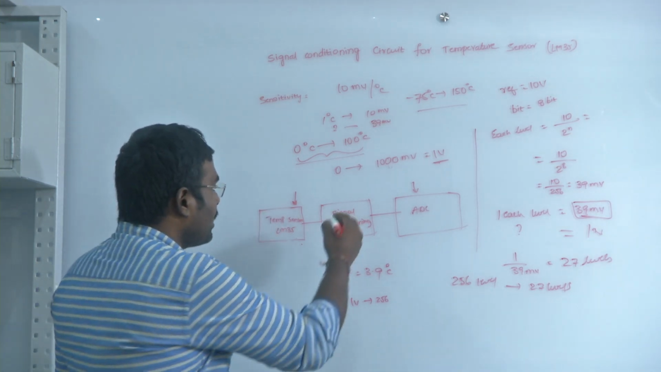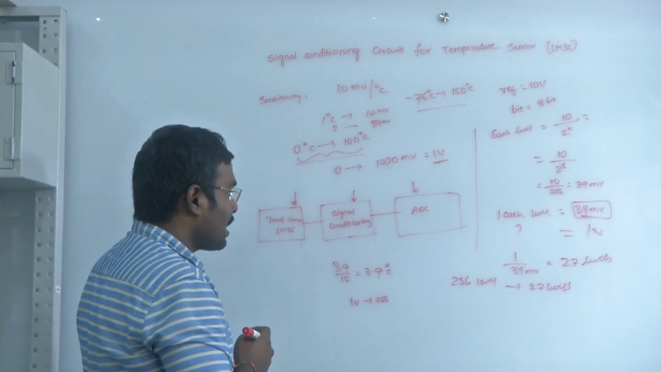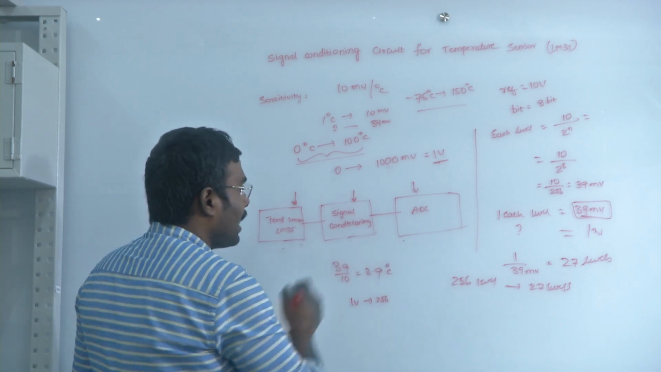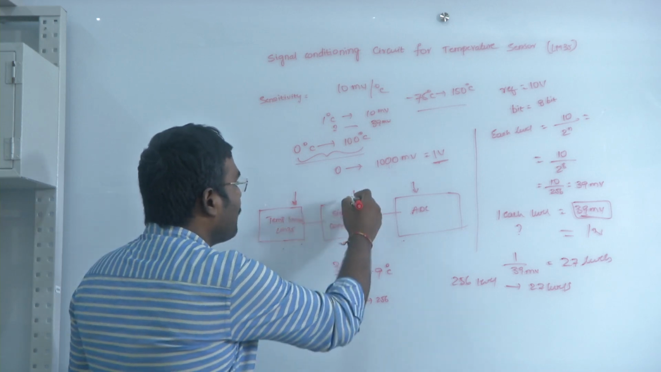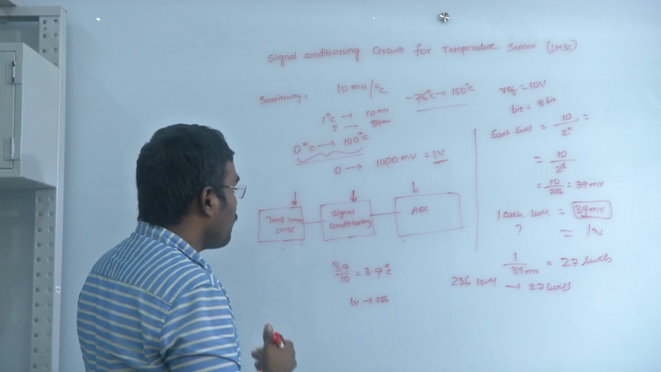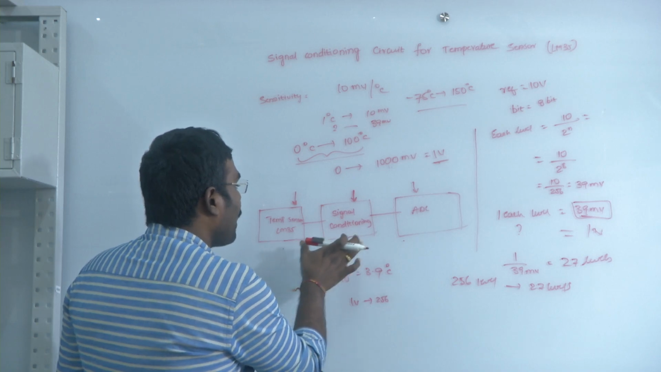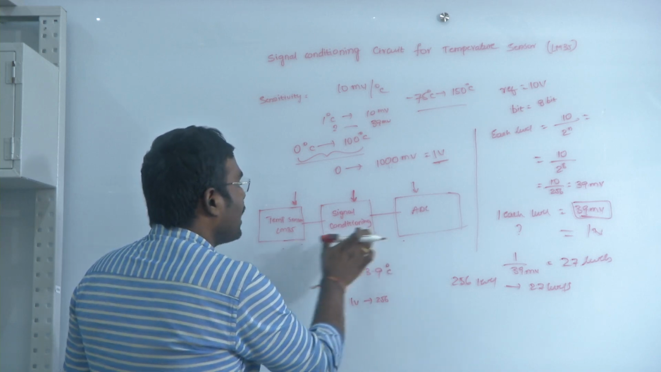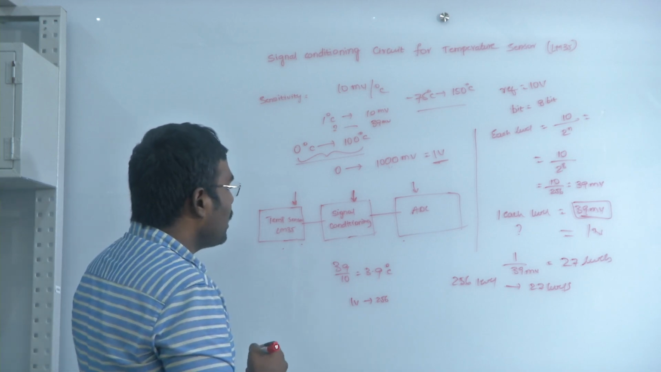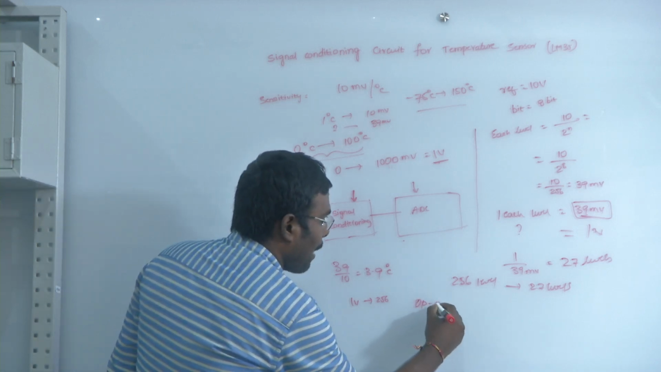And not only that, when we are designing this particular signal conditioning circuit, another advantage of going with a signal conditioning circuit is that any mismatch between the temperature sensor and the ADC will be completely minimized. The interfacing circuit should always have the property of providing proper matching between the output side and the input side of the next circuit. Because of that reason, we generally design signal conditioning circuits using operational amplifiers.